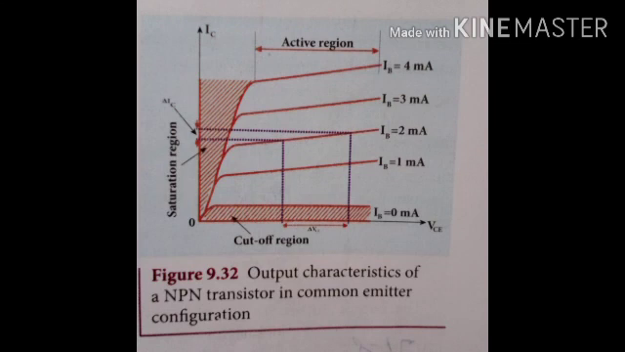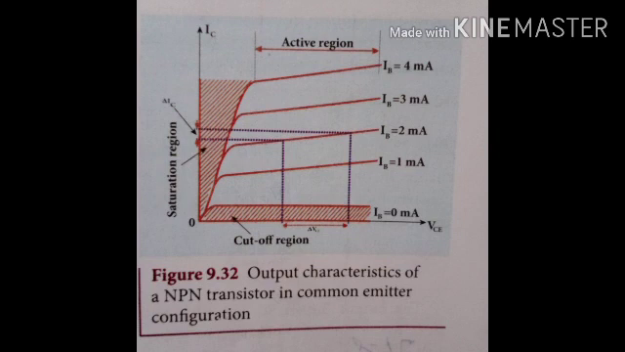Then in the output characteristics curve, we have four important regions: saturation, cutoff, active, and breakdown region. First we see the saturation region. In this region, when VCE is increased above zero voltage, the collector current increases to the saturation value. It is independent of IB. Such a voltage is called the knee voltage. The transistor should be operated beyond this knee voltage only.